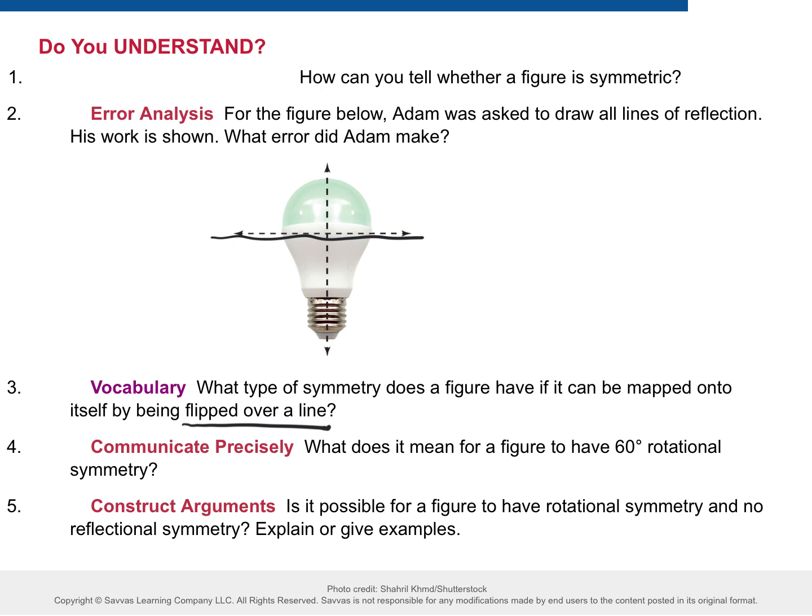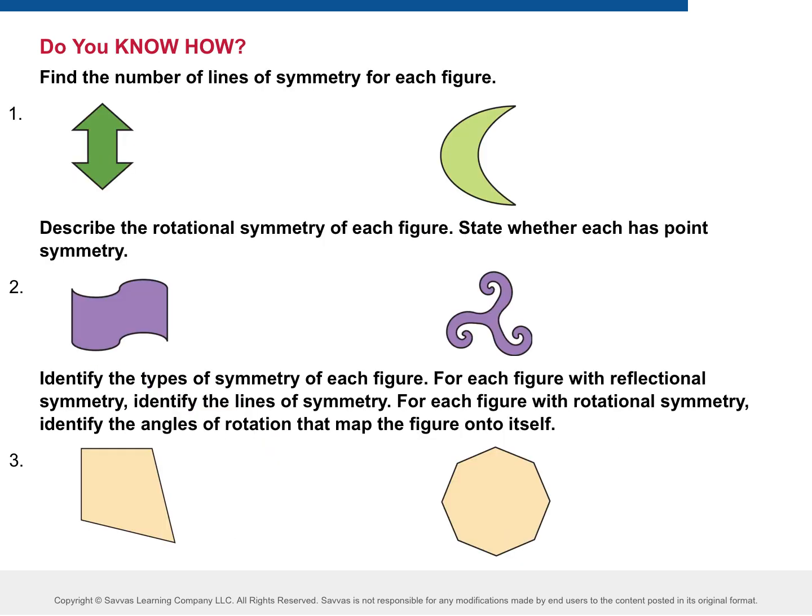I'm skipping number 4. Number 5, is it possible for a figure to have rotational symmetry and no reflectional symmetry? Is it possible? Yes, there was an example that we did. Which example had rotational but no reflectional? The recycling symbol, right? Yep, so that is possible. It can happen. Okay? Number 6 through 11, I want you to do that with someone sitting next to you. Make sure you read the directions of what it actually wants you to do. Go.